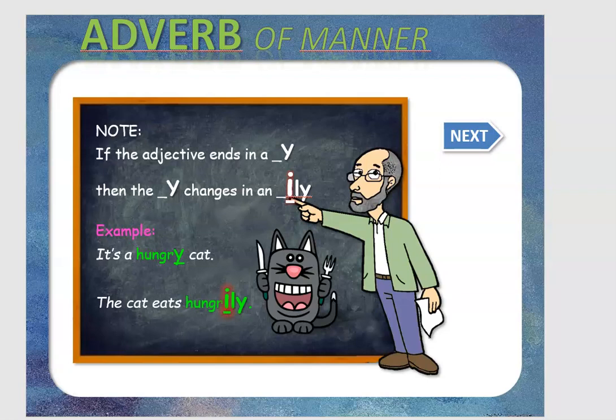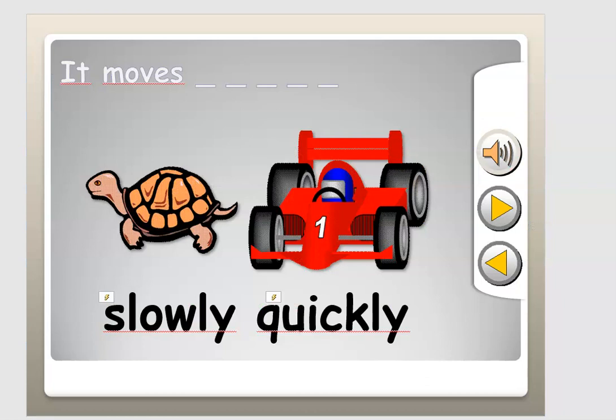See the example here. It's a hungry cat. You are going to replace y with ily. The cat eats hungrily. What did you do? Hungry, y you have replaced with ily. It's hungrily.